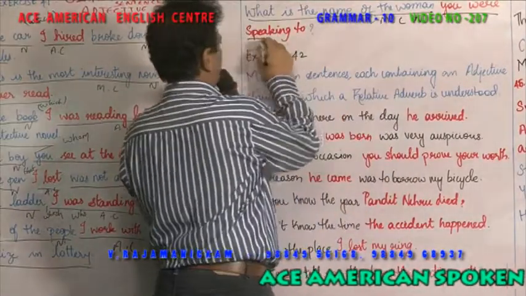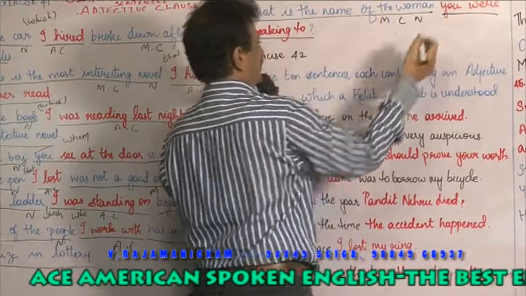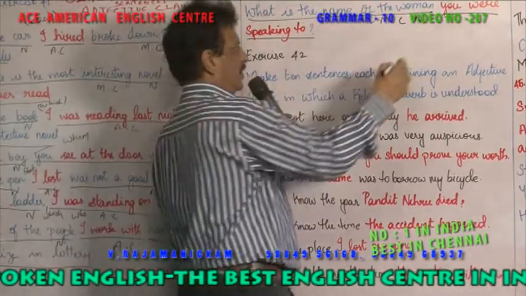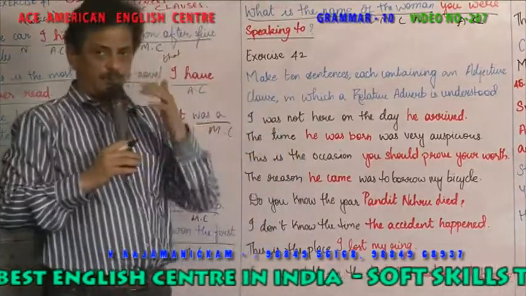What is the name of the women whom you are speaking to? Whom is the relative pronoun. It is connected with you are speaking to. It is an adjective clause. This adjective clause, you are speaking to, qualifies the noun women.